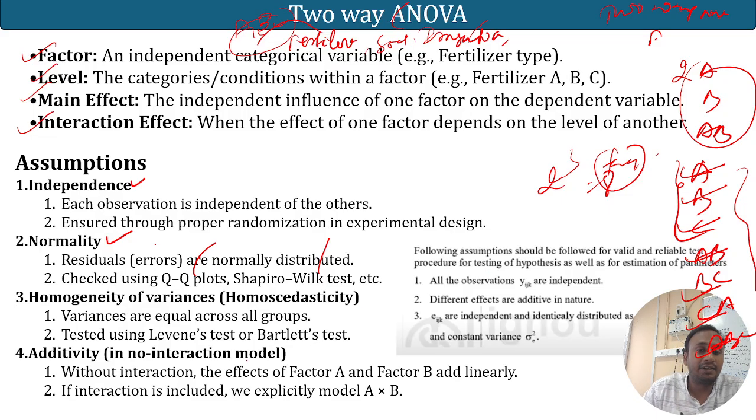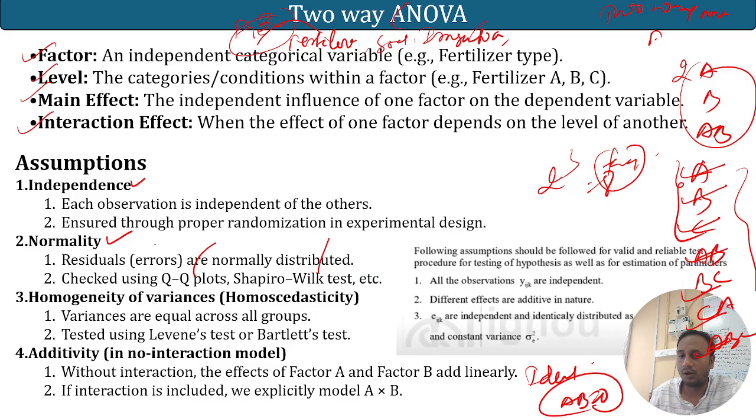Then we have additivity, the no-interaction model and all. It was something that was there, but here interaction will always be included, because when we talk about the two-way ANOVA, if there is no interaction, it becomes the ideal case. Meaning AB is equal to 0, or maybe the coefficient will be 1. We will check what exactly AB is.